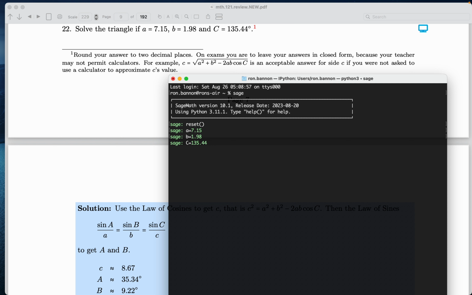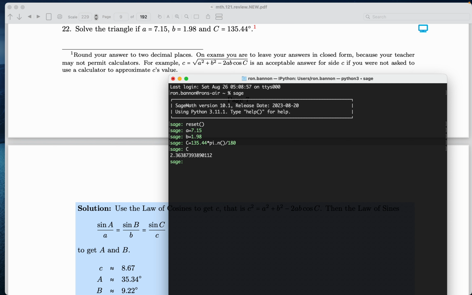So I'm going to type this a little bit differently. I'm going to type star pi, and I'm going to approximate pi, so I'll put pi dot n to approximate it. And then it's pi divided by 180, right? Hit the return. And I just want to show you what C looks like in radian mode. It looks like this over here.